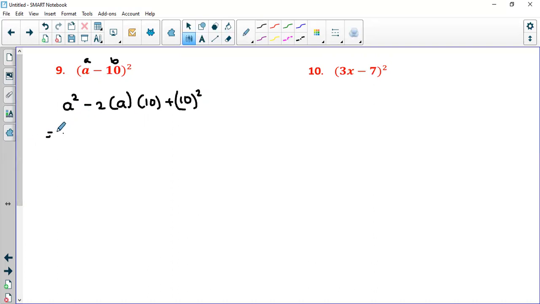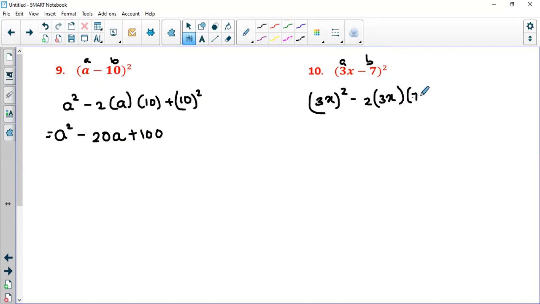So this will give you a square minus 20a plus 100. 10 multiplied by 10 is 100, so minus 20a plus 100. So this is going to be again ab. So that will make us write 3x square minus 2ab plus b square. So this is going to be 9x square minus 2 3s are 6, 6 7s are 42x plus 49.